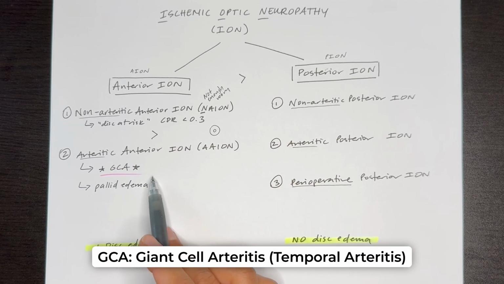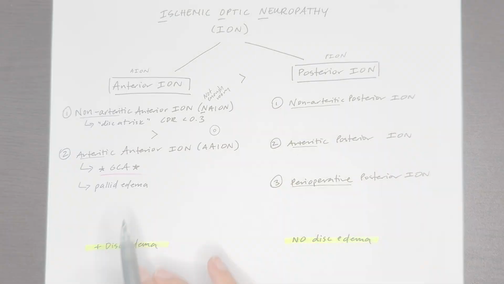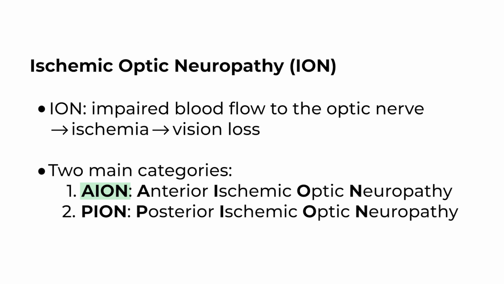This is a no-miss diagnosis. The optic nerve has a classic pallid edema. It's a chalky white appearance of the optic nerve. AION is more common than PION.